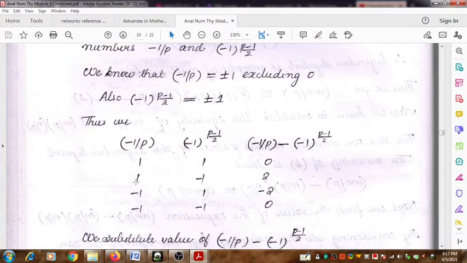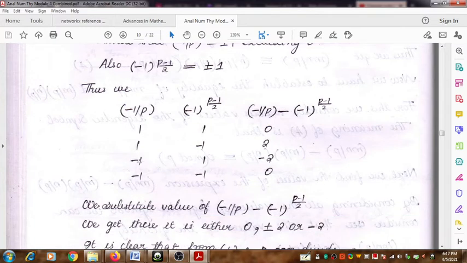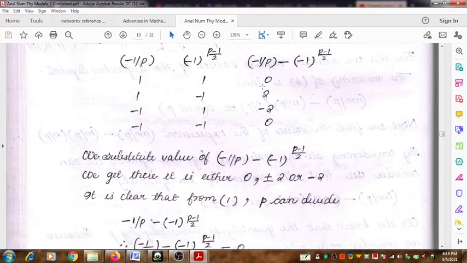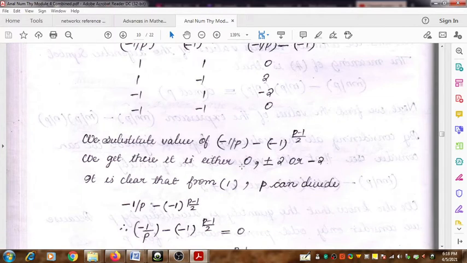Assuming the first number equals 1 and the second number is minus 1, then we get 2. If the first number is minus 1 and the second number is 1, then we get minus 2. If both numbers are minus 1, that possibility is there as the fourth case, then also we have 0. Thus finally all the possible values of the entire expression are 0, plus 2 and minus 2.